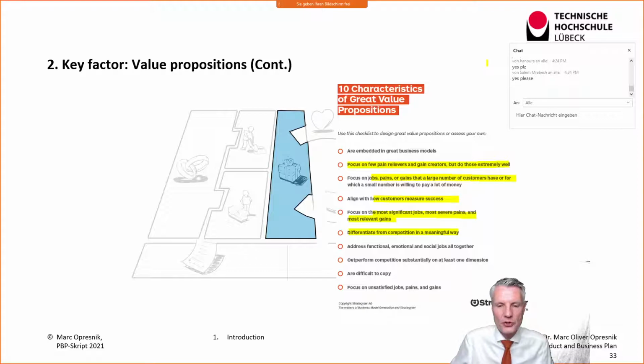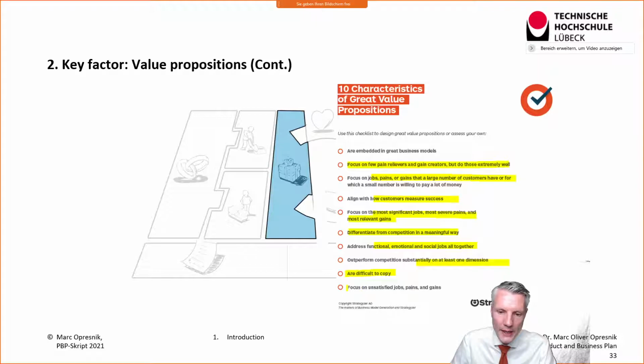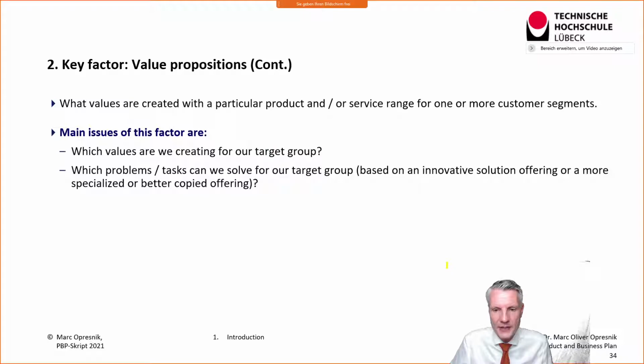You need to address functional, emotional, or social jobs, right? Or a bundle of all those together. Then outperform competition substantially on at least one dimension. So, for example, you offer a superior function that others are not offering. Then, and this is probably the most difficult thing to do, a value proposition should ideally be difficult to copy. But that is problematic because more and more things can, in fact, be copied. So that is very, very challenging here. You can also focus on unsatisfied jobs, pains, and gains, which have not been addressed before, because companies are not so much aware of that.